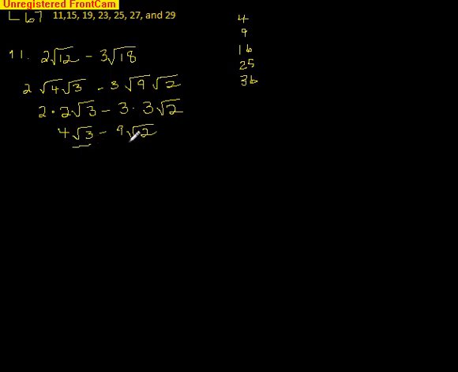These under the radical are not the same, so we can't add them together. It's like having a 4x minus 9y. You can't add them together. They're not alike, or subtract them.